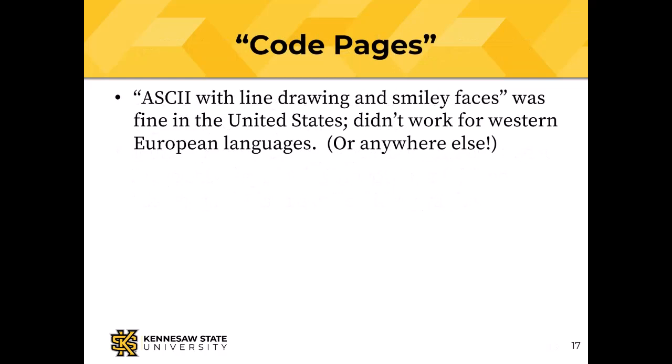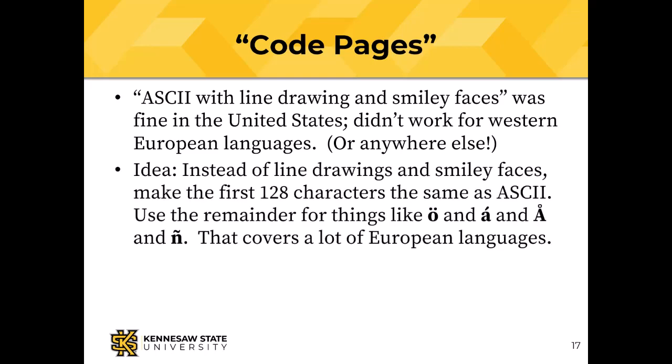ASCII with line drawing and smiley faces was fine in the United States in the 1980s. It didn't work for Western European languages, and it didn't really work anywhere else. One idea, and this is the thing that got us ISO 8859, was instead of line drawing characters and smiley faces, make the first 128 characters still be the same as ASCII, but use the remaining 128 characters for things like an O with an umlaut, an A with an acute accent, the Swedish A with a ring, or an N with a cedilla. If we do that, we can cover a lot of European languages.